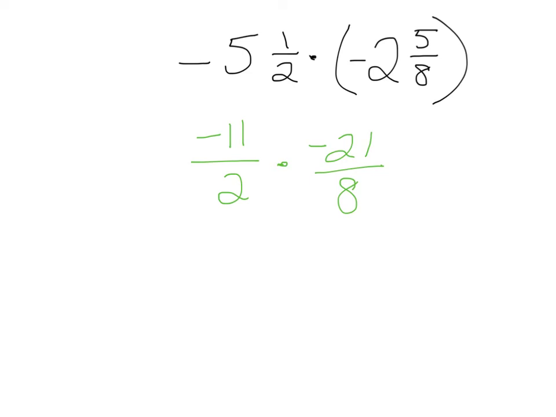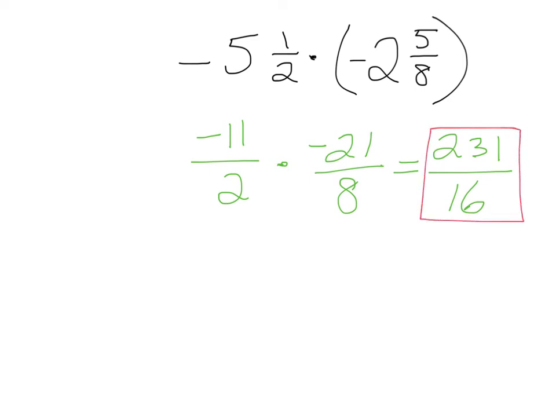So here, we cannot cross-cancel. I looked to see if we could. We can't. That's okay. So we will just do now negative 11 times negative 21, which is going to be positive. So remember the trick for multiplying negatives. We do 2 and 1, because we separate 21. 2 plus 1 is 3, and I put that in the middle. So that'd be 231 over 16. Now, this does not reduce, so you can leave that as your answer as an improper fraction. That's fine.